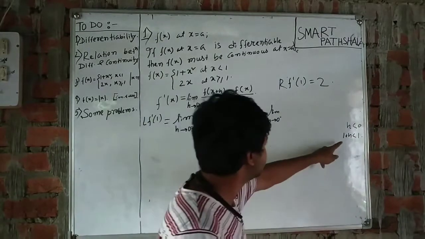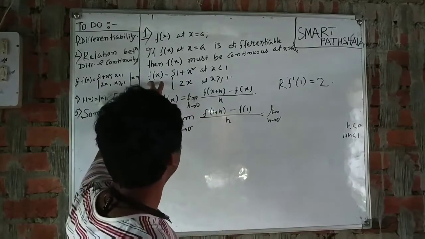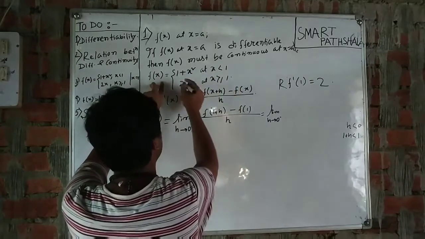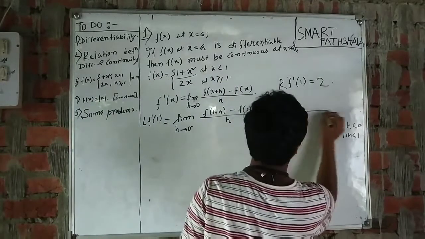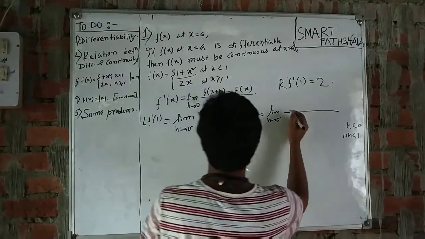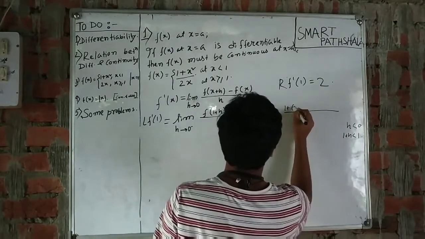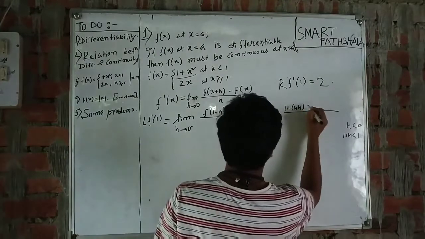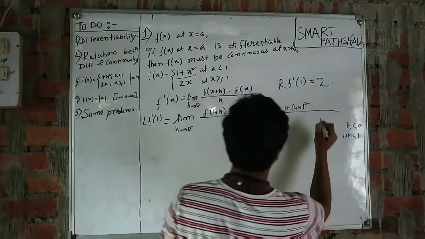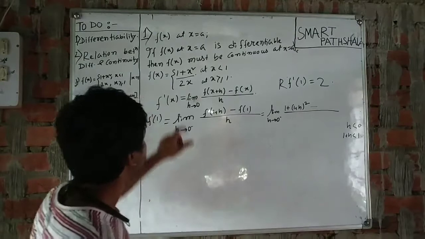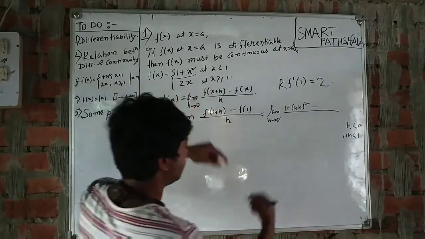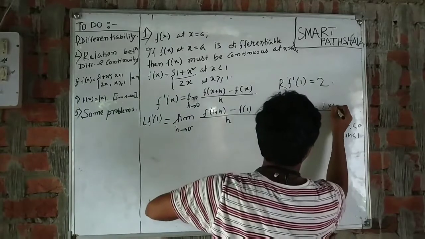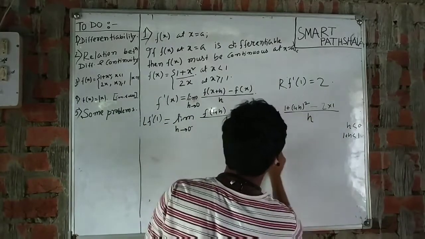So the necessary condition for the function, if x is less than 1, is 1 plus x square, which means limit f of 1 plus h means 1 plus h whole square minus... This is 2x when x is equal to 1. So obviously this will be 2 into 1 divided by h.